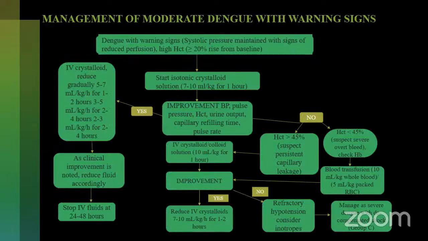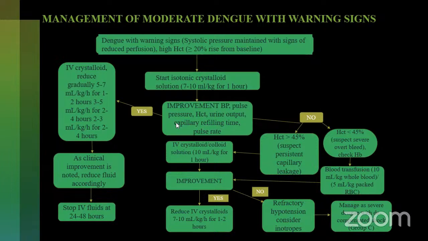Now, coming to the management of patients who present as a moderate disease with warning signs. So they usually present with SBP more than 90, but with signs of reduced perfusion and with a hematocrit rise of more than 20% from the baseline. So these patients need to be taken to the ICU, and crystalloids have to be started at 7 to 10 ml per kg per hour for 1 hour. And then we look for signs of improvement. We look at the BP, pulse pressure, hematocrit, urine output, and the capillary refill time.